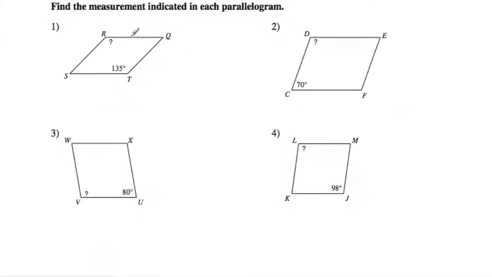So here are some problems. If I have t is 135, what's angle r? Well, that's also 135 because opposite angles are congruent. Here in number 2, D is going to be 110 degrees because consecutive angles are supplementary. Same with number 3, V will be 100 degrees. And in number 4, L would be 98 degrees.